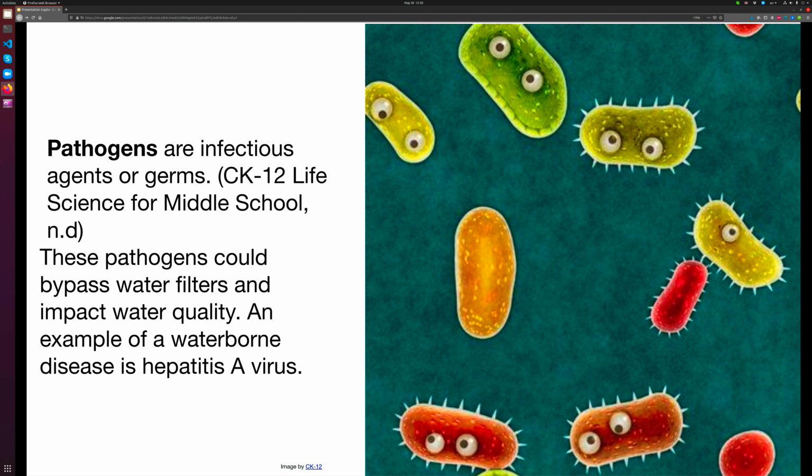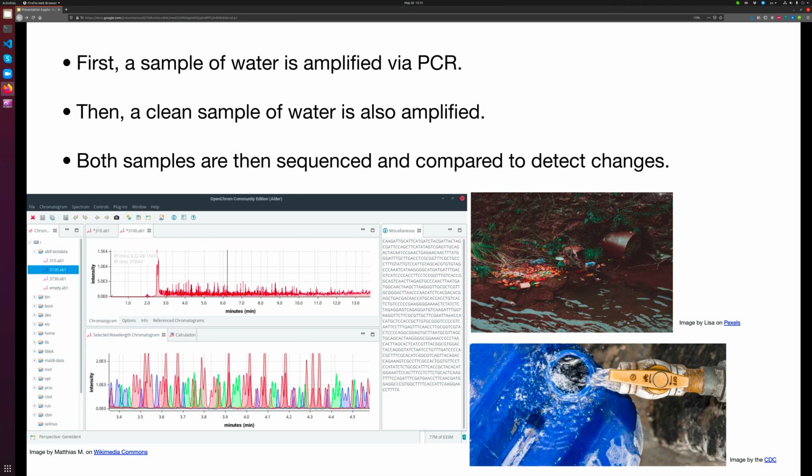Pathogens are infectious agents or germs. These pathogens could bypass water filters and impact water quality. An example of a waterborne disease is hepatitis A virus. First, a sample of water is amplified via PCR. Then a clean sample of water is also amplified. And then both samples are sequenced and compared to detect changes.